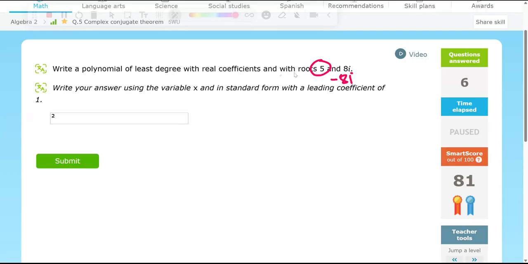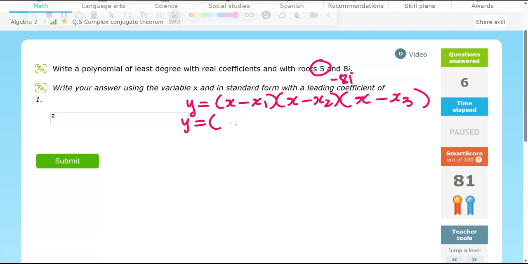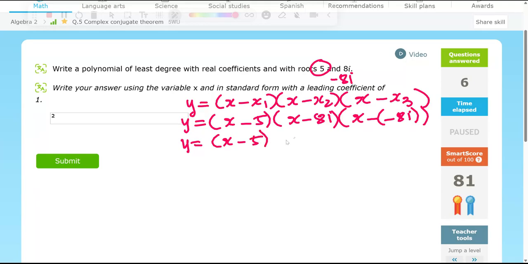Okay? So now, if you want to write the polynomial, it should be x subtract x1, x subtract x2, and then x subtract x3. Okay? So now look, we substitute it in. x subtract 5. The other one is x subtract ai, and the last one is x subtract negative ai. So now you come out at x subtract 5, x subtract ai, and then x plus ai.